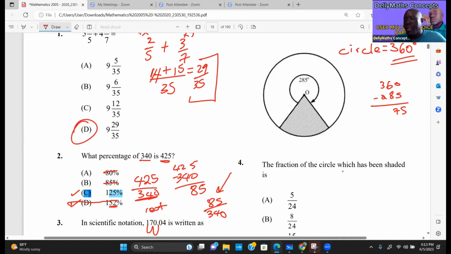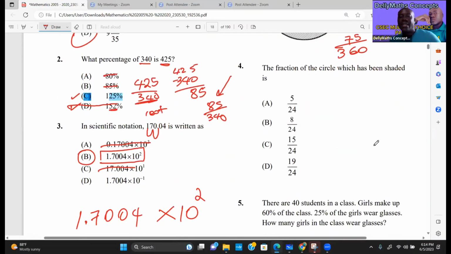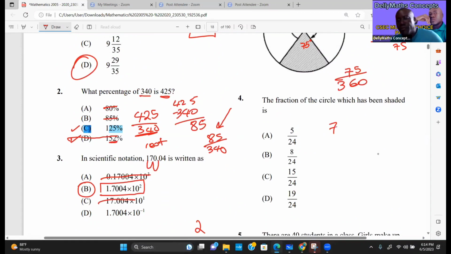So now you want to represent this 75 over the 360. That's what you want to break down, right? Because the shaded part is that, and they want to know what fraction of the circle is the shaded part. So it is 75 over 360. That is not there. So you're going to have to break down your 75. Let us say you want to use 5. So 75 divided by 5, you're going to get 15. And 360 divided by 5, you're going to get 72, right?